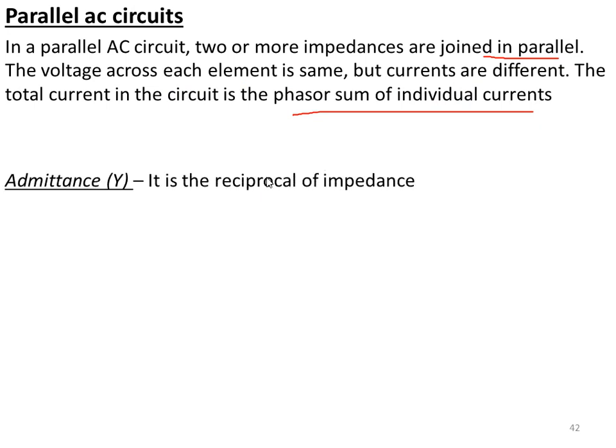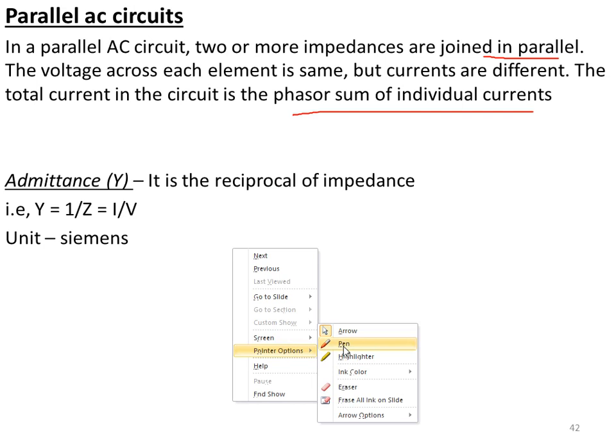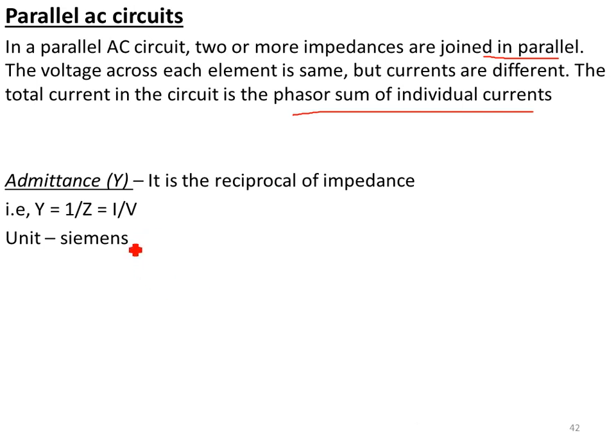Now, coming to some definitions. First one, admittance. Admittance is the reciprocal of impedance. What is impedance? Z. 1 by Z is equal to Y. That is admittance. Y is equal to 1 by Z, that is equal to I divided by V. The unit of admittance is Siemens, or we can write it as S.